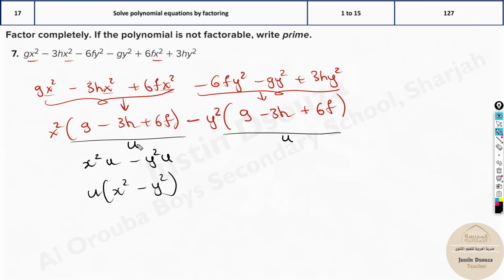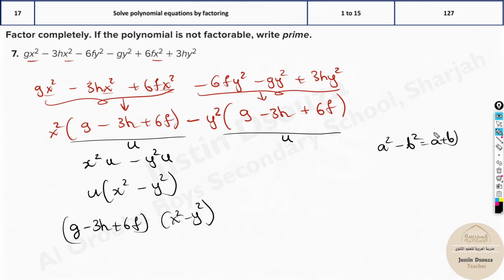So now what I'll do is I'll substitute what was u assumed to be. U was basically g minus 3h plus 6f, isn't it? Let me just substitute it back. And what is remaining over here? X squared minus y squared. I can't stop it, it's nearly done, but I can see here it's x squared minus y squared. And we know there is an a squared minus b squared formula. It's a plus b, a minus b.